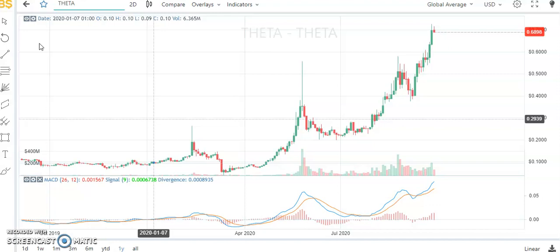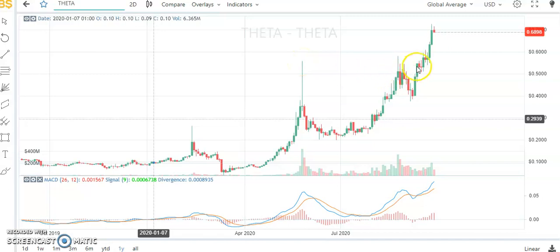Let's start our analysis with Theta on a 2D chart, which means every candle is a 2-day candle. So what we see here is that Theta is inside a very strong uptrend. As always, I like to give price targets, so where we might see Theta over the next days and weeks. We can actually calculate very easily where Theta might move.